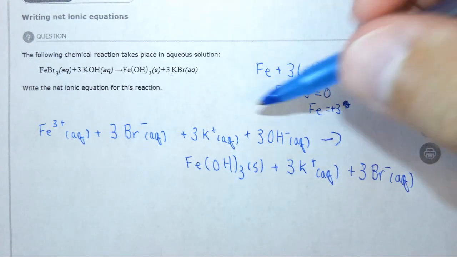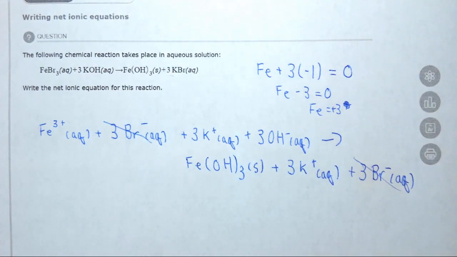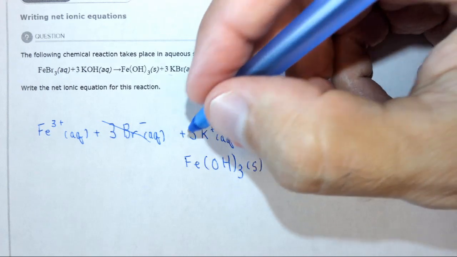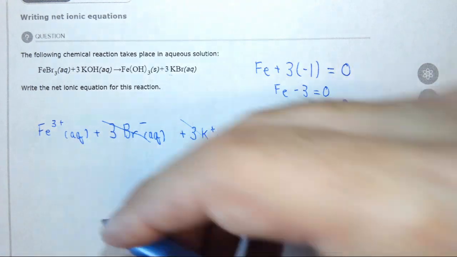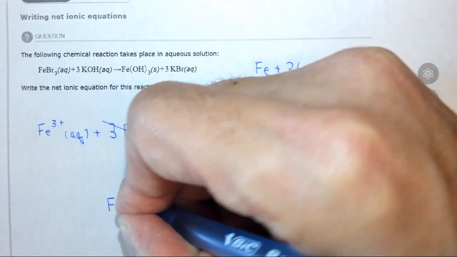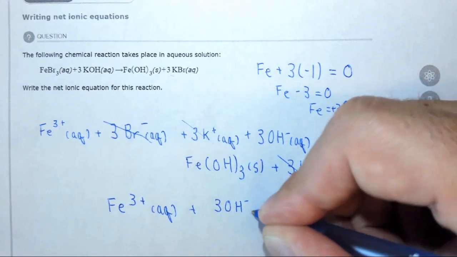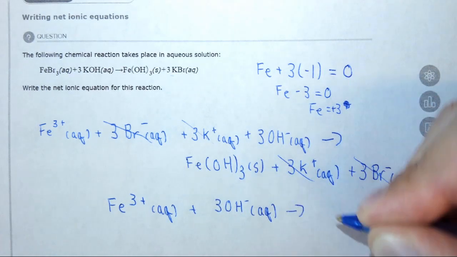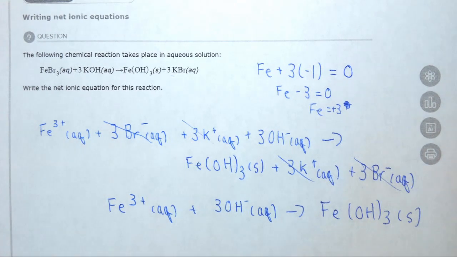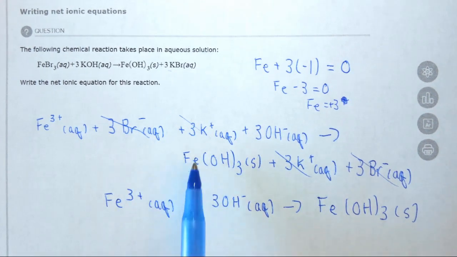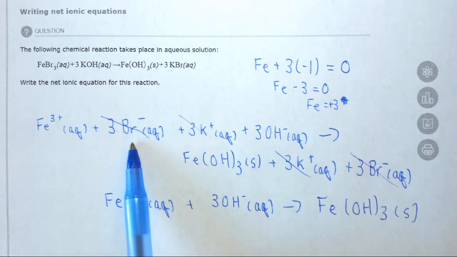So now we need to cancel out things that are both on the reactant side and the product side. So the first thing I notice is bromide. There's 3 bromides on both sides. The next thing is potassiums. There are 3 potassiums on both sides. And what's left, the net ionic equation, Fe3+ aqueous plus 3OH- aqueous yields FeOH3 solid. The spectator ions are the things that we canceled out. So potassium plus is a spectator ion, and bromide is a spectator ion.